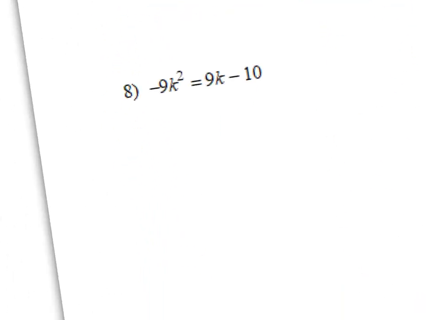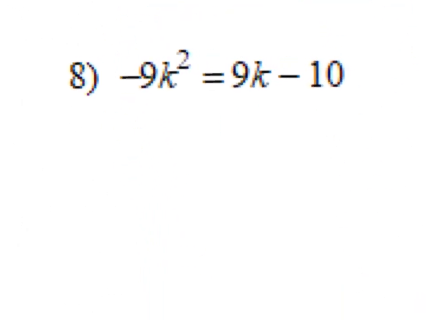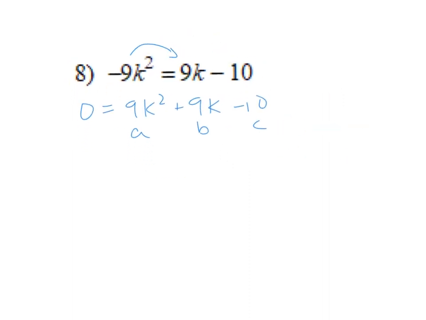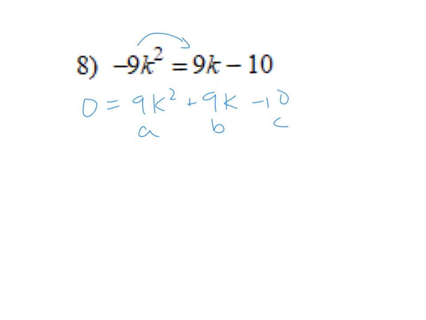All right, number 8. Okay, again, we're going to set equals 0. It doesn't really matter what you move here. I'm going to go ahead and move the 9 over this way. But again, it doesn't really matter. So we get 9k squared plus 9k minus 10. So you get A, B, and C. Now, if you did it the other way and had a -9, -9, and then a positive 10, you should still end up with the same answer.